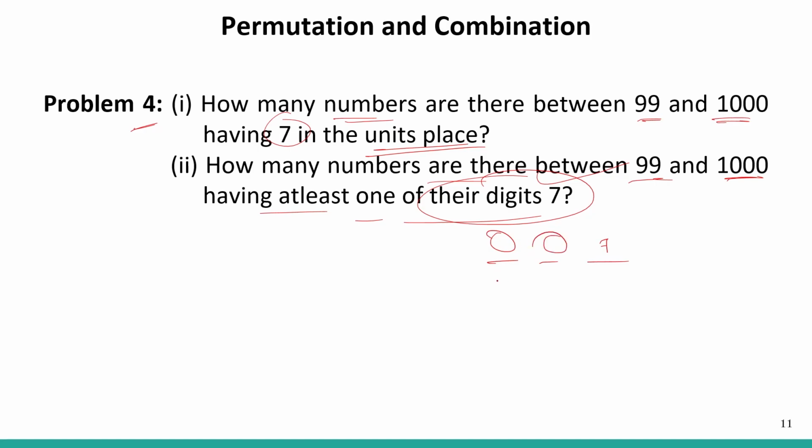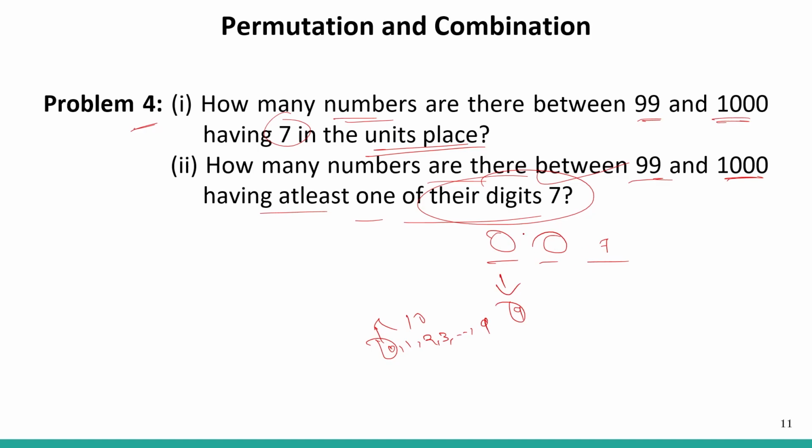Okay. So in the 100th place, how many choices are there? You must be wondering 10 choices, right? 0, 1, 2, 3, and so on up to 9. But actually you can't place 0 here, because after placing 0 here, the number actually becomes less than 99, which will be a contradiction. So we'll have only choices from 1 to 9. So here actually 9 choices are there.